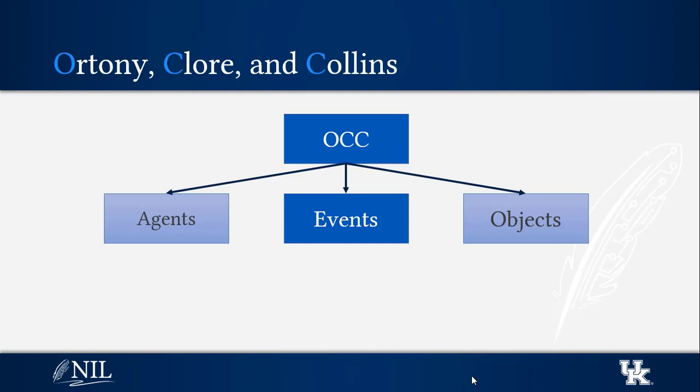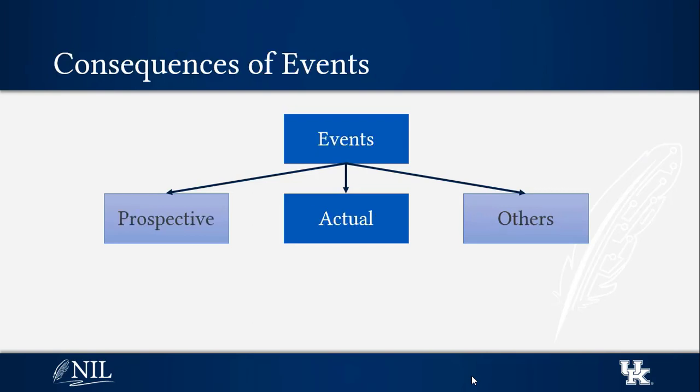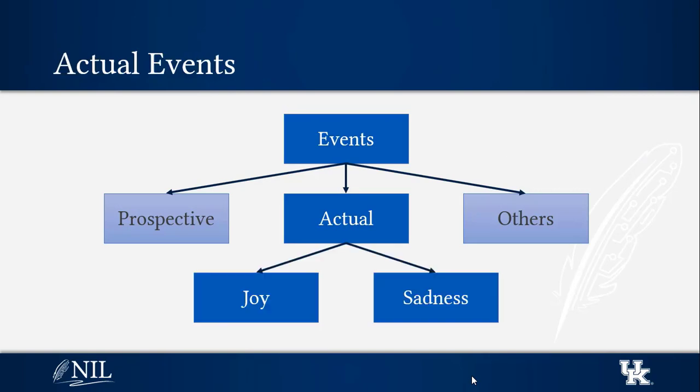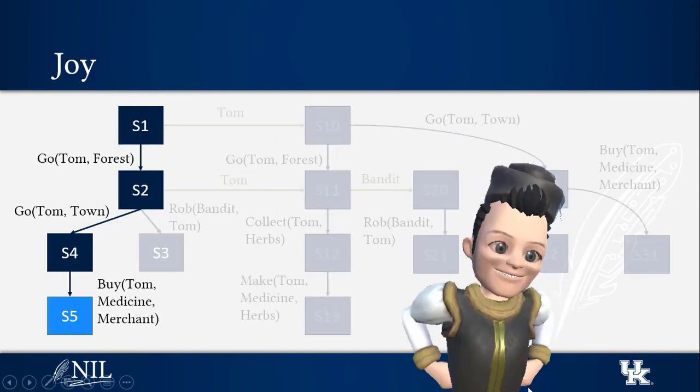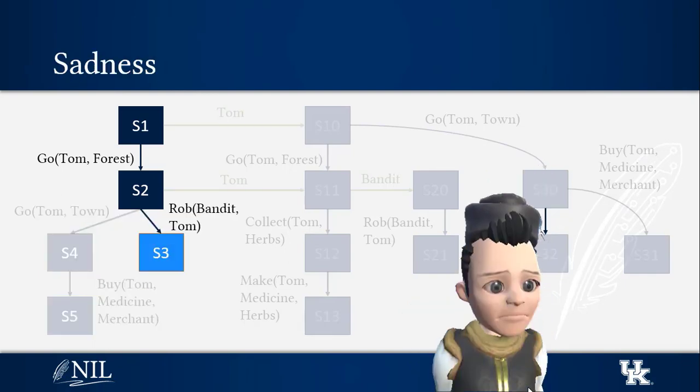Our model is inspired by the OCC emotion model. The OCC includes 22 emotions that correspond to 3 different categories: the standards of agents, the consequences of events, and the liking of objects. In this paper, we focus on the consequences of events. When considering the consequences of events that have actually happened, a character may feel joy if their utility increases or sadness if their utility decreases. For example, when Tom goes to the town and buys the medicine, he feels joy. But when he gets robbed by the bandit, he feels sadness.